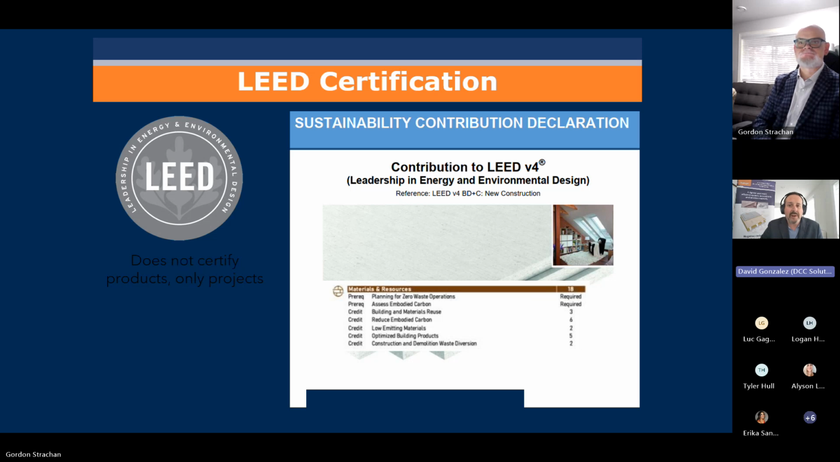So if you see at the bottom, there's a little table there. That's the upcoming version of LEED, the version 5 LEED scorecard that's going to be coming up very shortly. And they're putting a lot of emphasis on embodied carbon, as you can see in the chart.